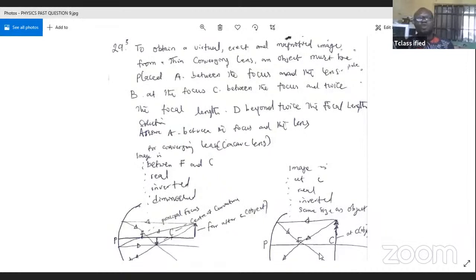To obtain a virtual, erect, and magnified image from a thin converging lens, an object must be placed A, between the focus and the lens. In this case, the lens can also be called the pole. B, at the focus. C, between the focus and twice the focal length. D, beyond twice the focal length.